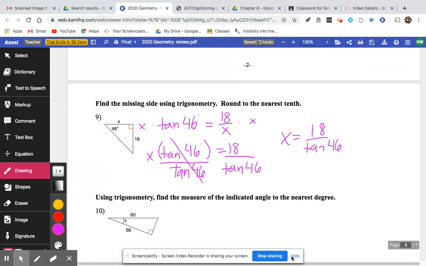Now, we are rounding to the nearest tenth, so go ahead and find the tangent of 46 and divide 18 by that. You should get somewhere in the ballpark of 17.4. So that's what x is, 17.4.